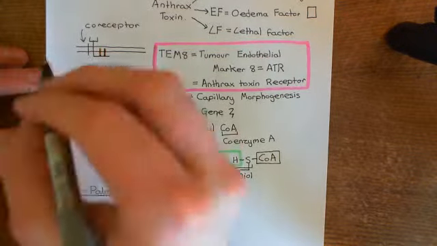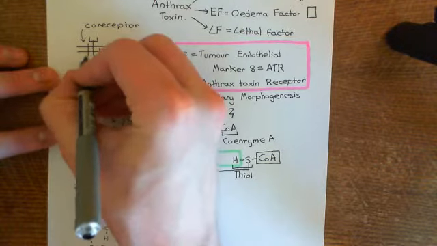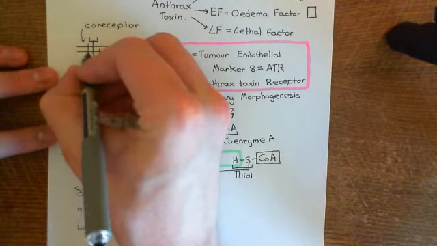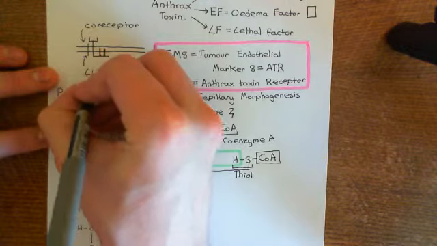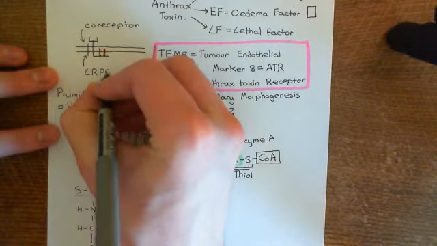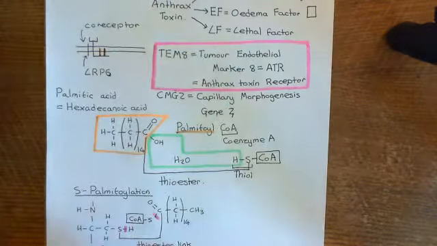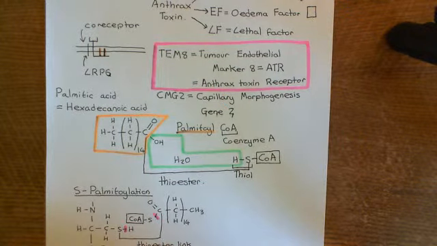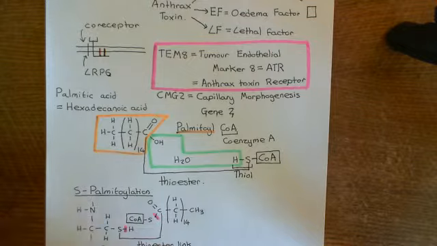Now, what is the name of this co-receptor? Well, it's got a single membrane spanning alpha helix here, and it's called LRP6. LRP6 stands for LDL, or low-density lipoprotein, receptor-related protein 6.